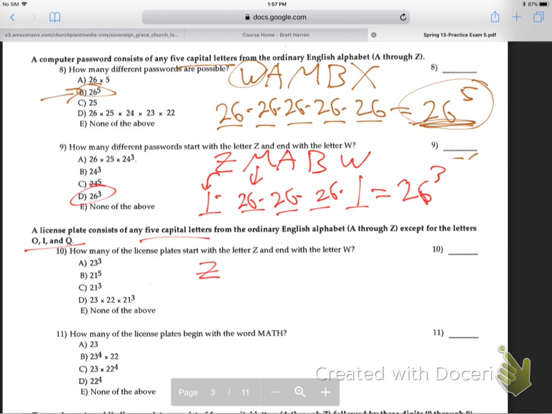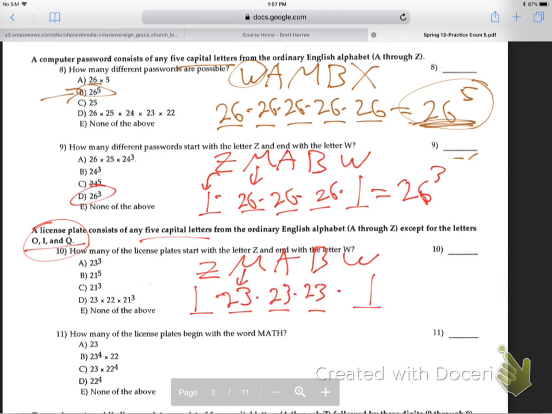So start with Z. I'm going to do the same thing. M, A, B, W. Okay. I made 5 decisions. First decision 1, last decision 1. You had to start with Z and with W. Now, when I chose the M, how many options? Well, not 26 because I couldn't use O, I, and Q. So I had 23 options. Does that make sense? Times 23 times 23. So it's just 23 to the 3rd power.